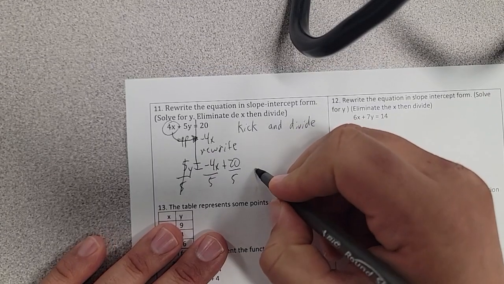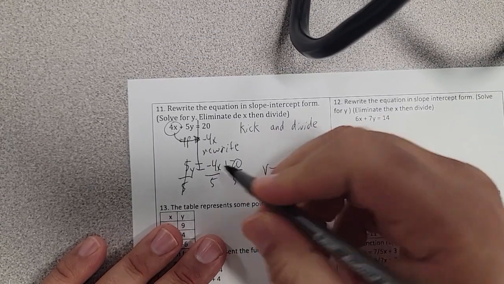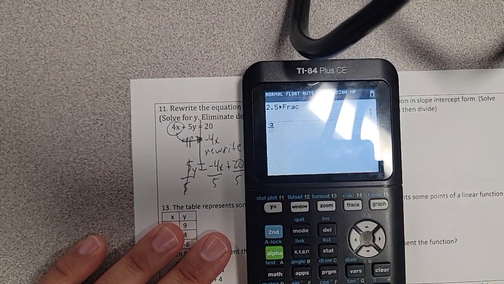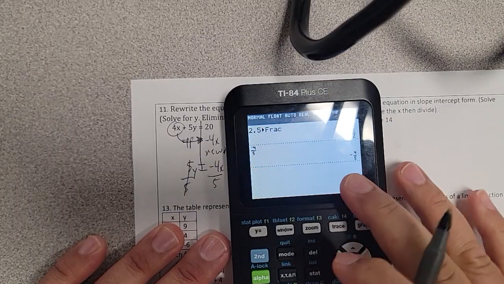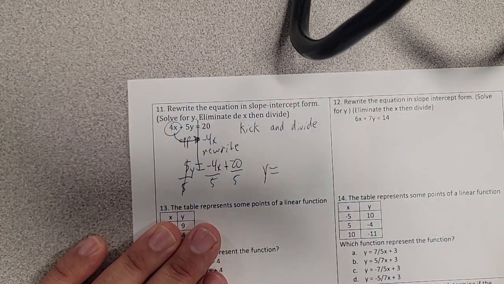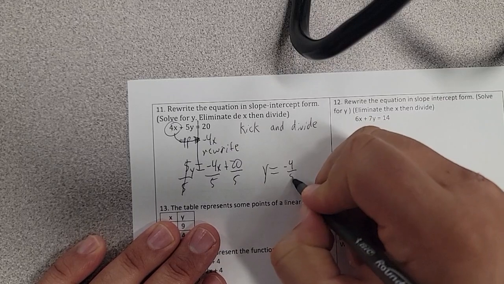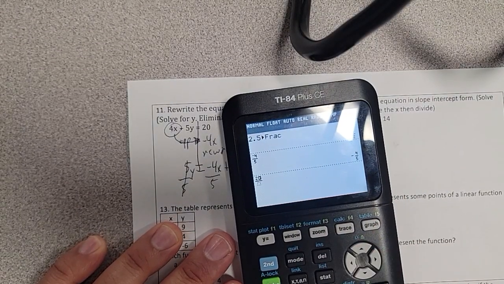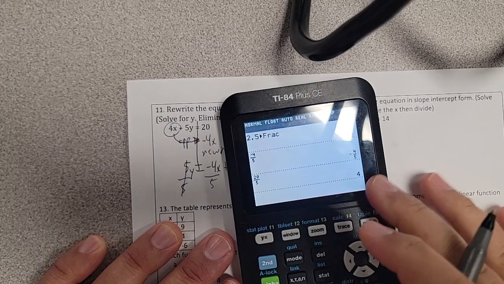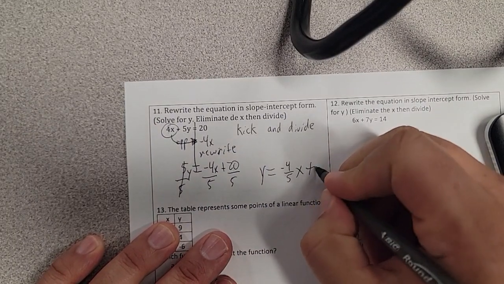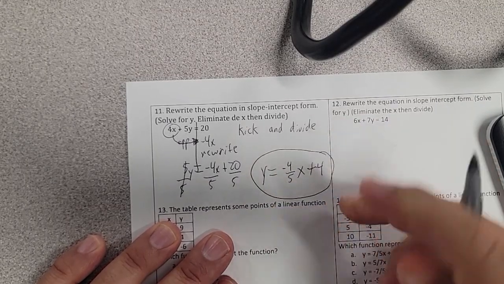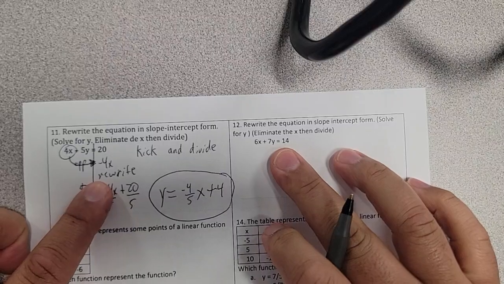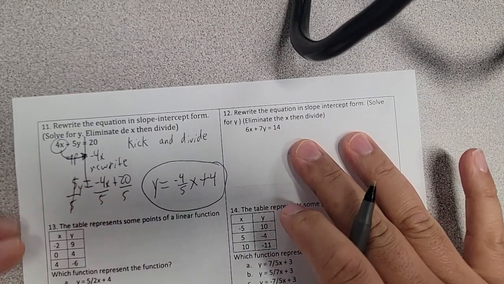This cancels out. Y equals, so if I type in alpha x, if I put a negative 4 and then a 5, it's the same thing. It's okay if it's the same thing. Negative 4 over 5x. Then you put the 20, so alpha x, put the 20 on top, put the 5 on the bottom, and this is a positive 4, so I'm going to put plus 4. That is my answer right there. So kick and divide, 2 steps. Don't forget to rewrite. I want to see the work here on this side.